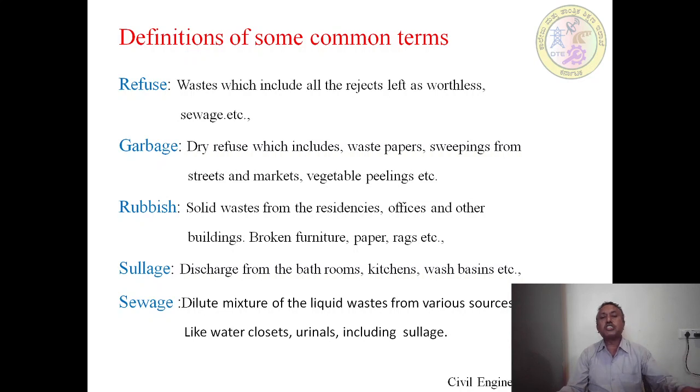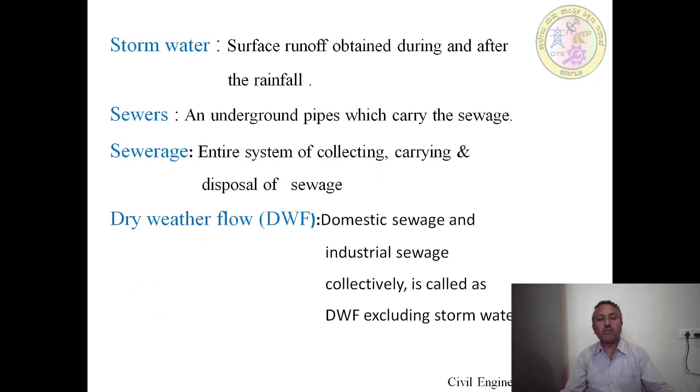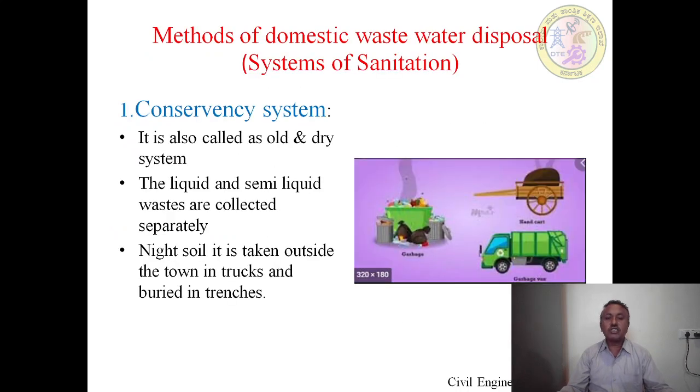Sewage is a dilute mixture of liquid waste generated from water closets, urinals, and sometimes it includes sewage coming from bathrooms also. Stormwater is surface runoff obtained during and after rainfall. Sewers are the pipes which are laid underground to carry the sewage. Sewerage is the entire system of collecting, carrying, and disposal of sewage. Dry weather flow is the domestic sewage and industrial sewage collected, excluding the stormwater. So these are the terms we are going to use in the sewerage system.